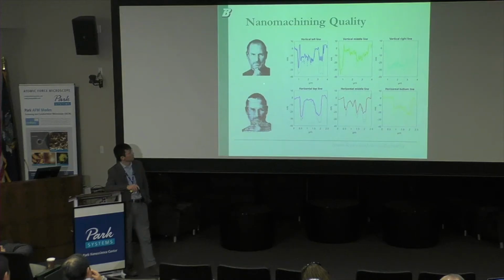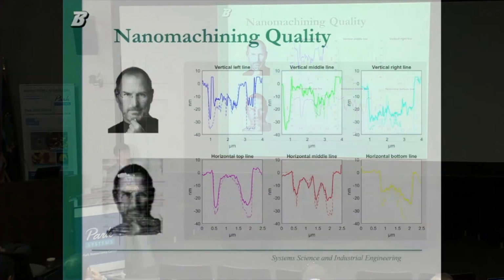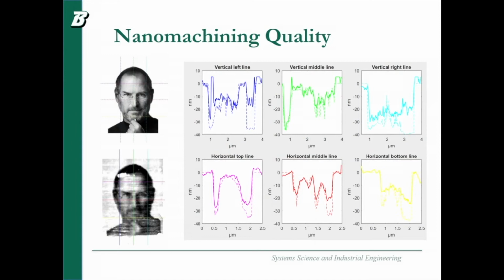So this is another result showing the original Steve Jobs, and then we got a 3D shape out of the surface. And then I compare the original cross-sectional profile with the nanomachined cross-section profile. You can see the dotted line is the original shape, the solid line is the shape after. You can see there's a lot of difference, especially at the bottom area. Let's say for this blue line, you can see there's a deep change.